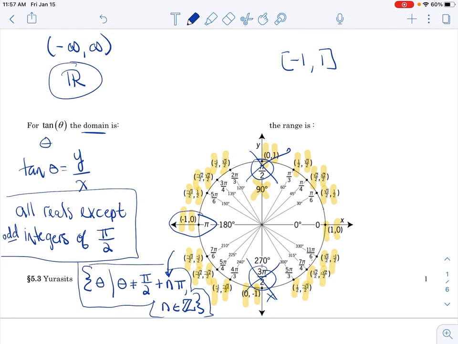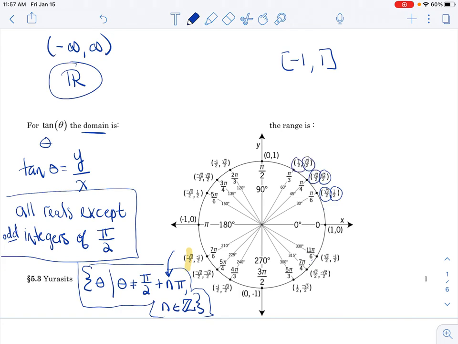Now for range, it's a little different. And again, it will get better when we start graphing. But I'm going to get rid of some stuff so it's not so confusing. So your definition for tangent is y divided by x. That gives me something that works. Y divided by x, that works. Y divided by x, that works. But then I get here, and this gives me undefined, right?